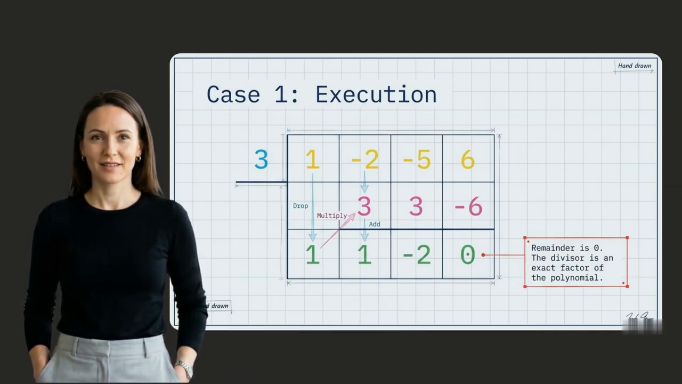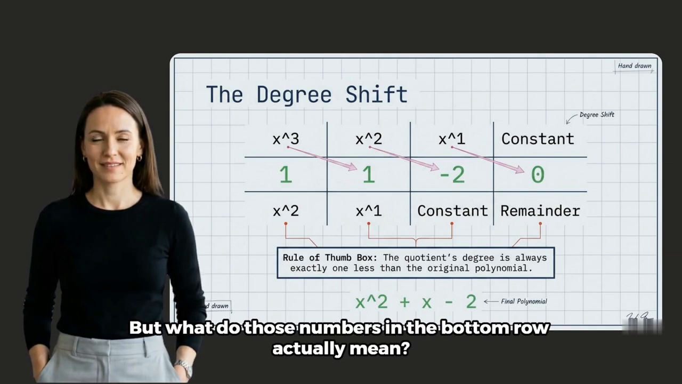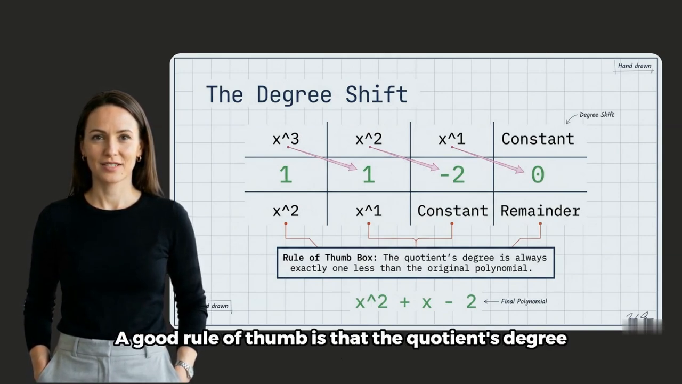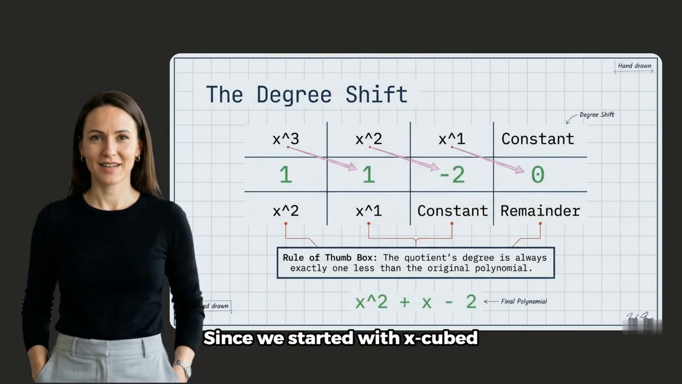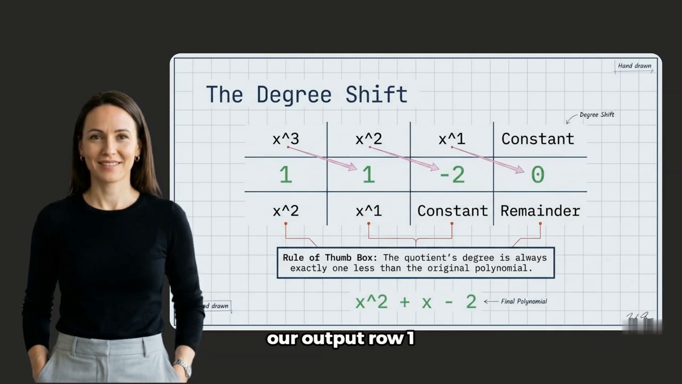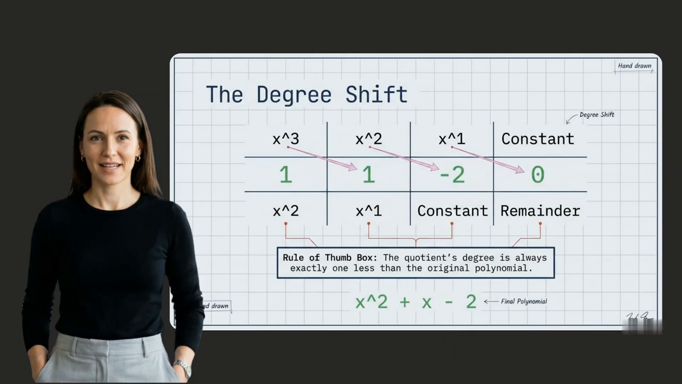No leftovers here. But what do those numbers in the bottom row actually mean? This is where the degree shift comes in. A good rule of thumb is that the quotient's degree is always exactly 1 less than what you started with. Since we started with x cubed, our answer starts with x squared. So, our output row 1, 1, minus 2, 0 translates beautifully into the polynomial x squared plus x minus 2.